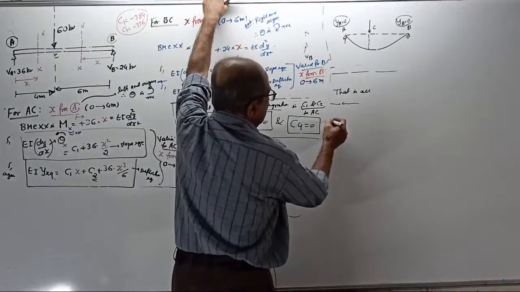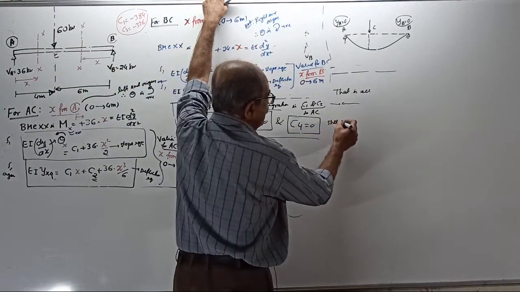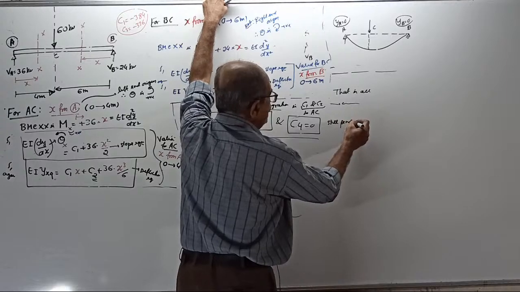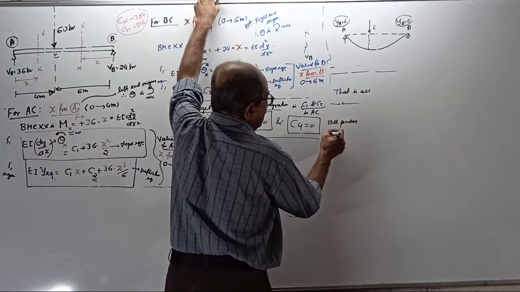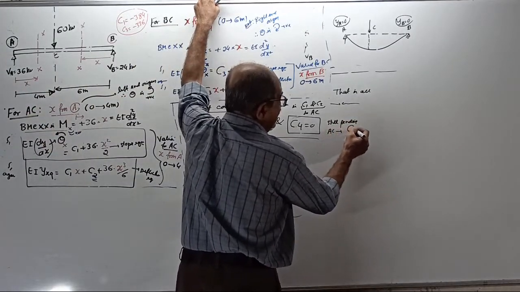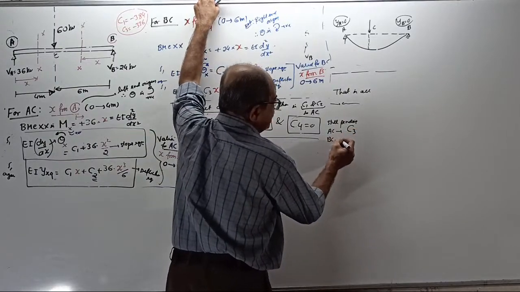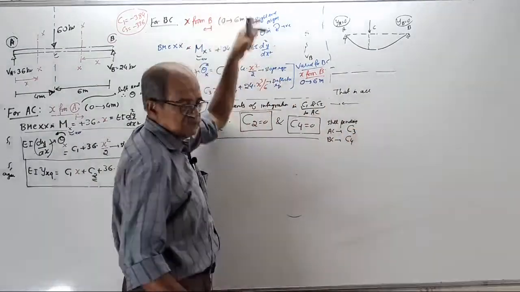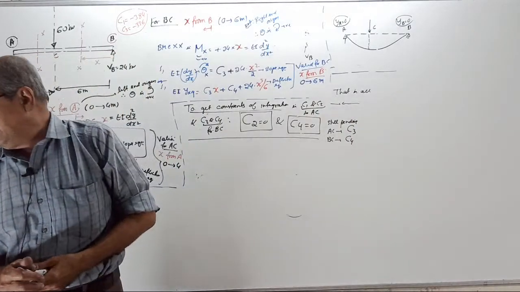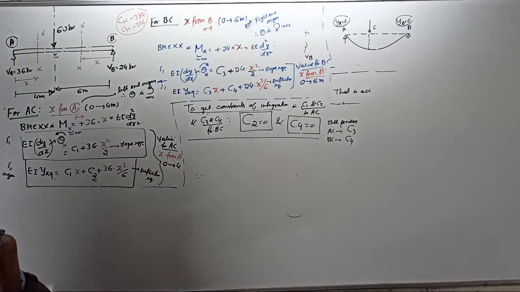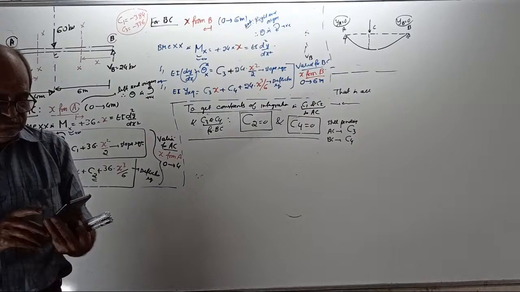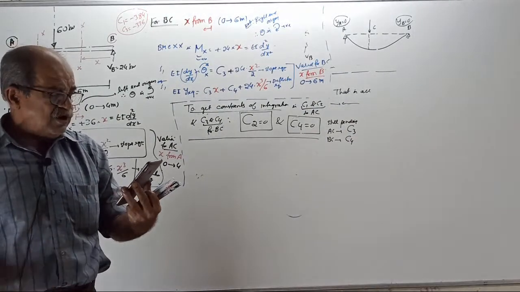Still pending. Which one? In the AC equation, C3. In the BC equation, C4. Tell me, this much clear now? Fast, tell me. Is this much fully clear?